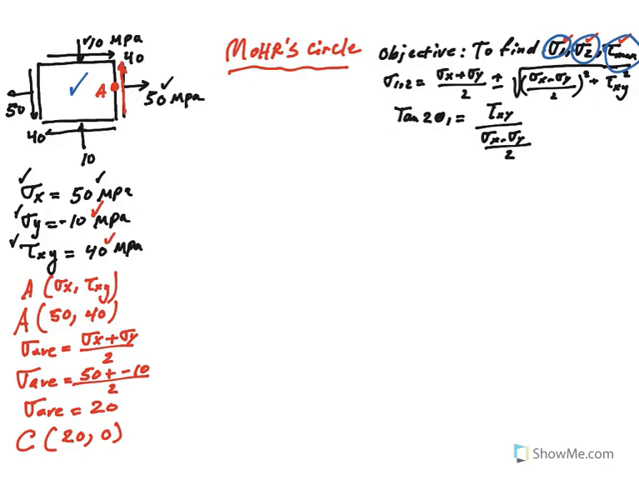So remember, in the previous video, you saw that point A is our reference point, and it would have the coordinates of 50 and 40 because the coordinates of point A are basically sigma x and tau xy. And then the center has the coordinate of sigma average and 0. So go ahead, find sigma average, which is sigma x plus sigma y over 2, right? So that's 50 minus 10 over 2, that's 20. So center has coordinates of 20 and 0.